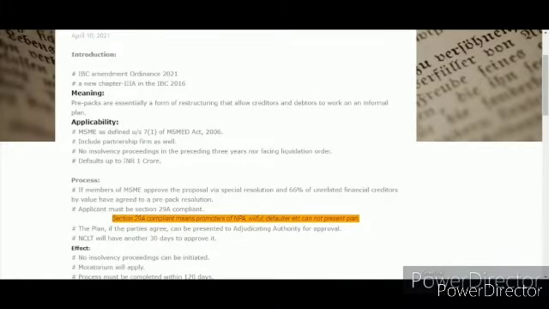So what is the meaning? I would say the meaning and the purpose are quite interrelated. The meaning is that pre-packs are essentially a form of restructuring that allows the creditors and the debtors to work upon some plan. When you read the word restructuring, it is basically an arrangement between the creditors and the debtors to have some plan to run the company.